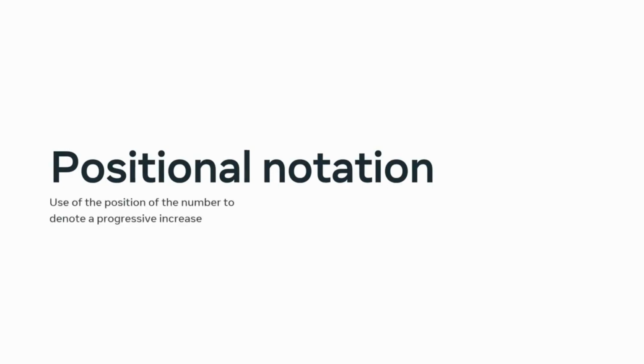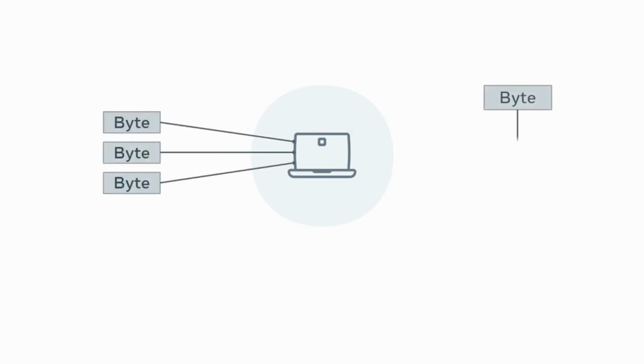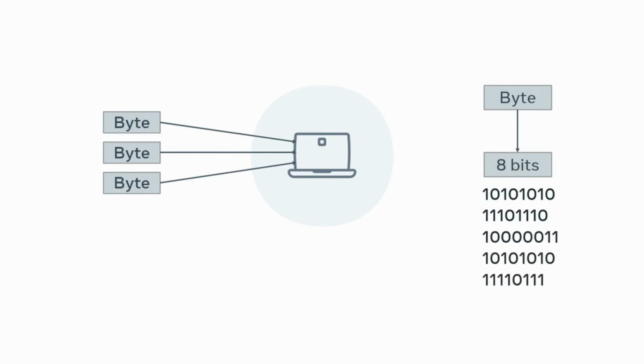This is the use of the position of the number to denote a progressive increase in value. You were then introduced to how a computer stores data as bytes, and that each byte is made up of 8 bits that can either be 1 or 0. You were also given some examples. You examined the concept of exponentiation, or counting the power of a number. This was followed with examples where a lock with a different number of digits was used to explain the concept. You should now be able to apply this knowledge and understand that binary is the language of computers.